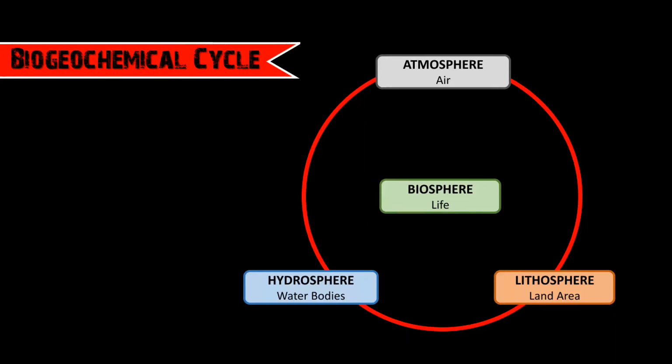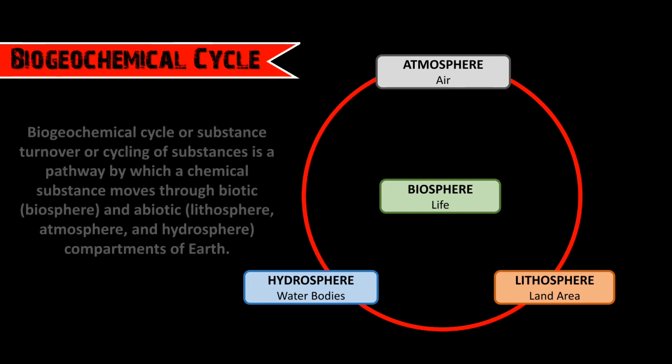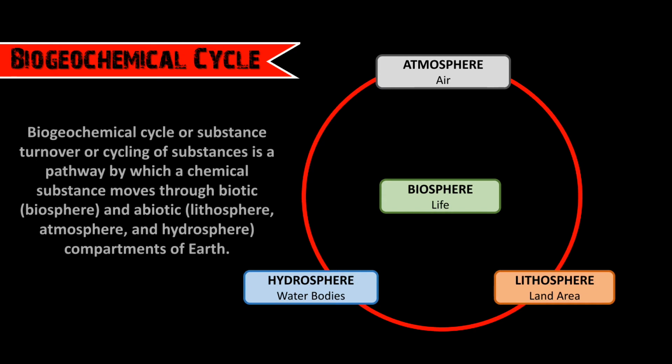Biogeochemical cycle. The word itself tells you that bio means something related to life, geo means something related to the earth, chemical means something related to chemicals, and when all these things are put together, you get a biogeochemical cycle. This is a very crude way of explaining to you what is biogeochemical cycle. So let's read a definition.